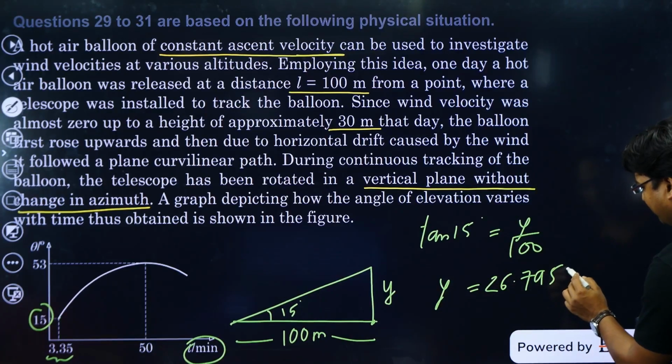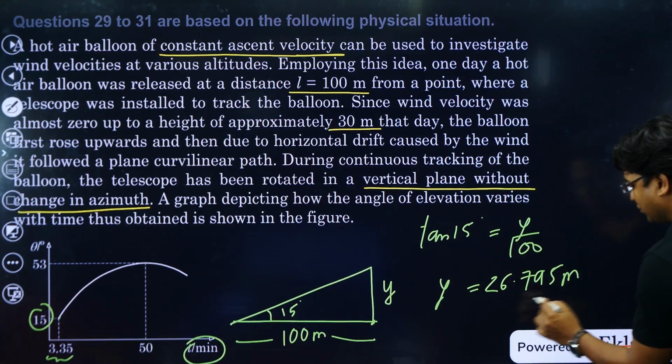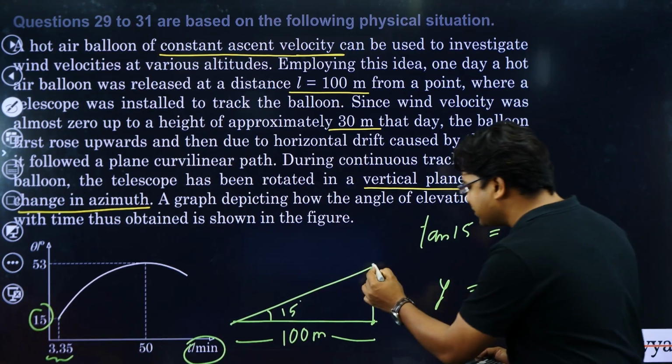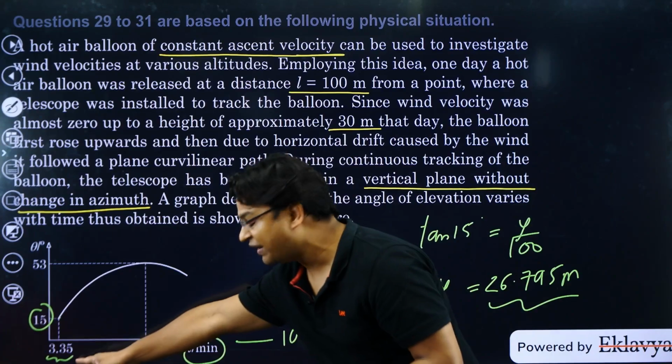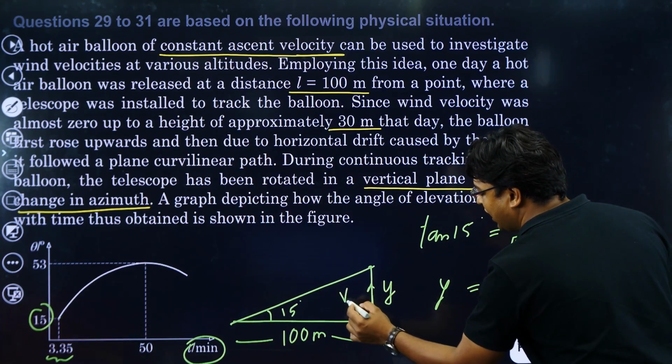26.795. Okay, and this is in meters, this is 100 meters, so y will also come in meters. So the balloon reached this height and it took 3.35 minutes to reach this. So what was the rate of climb, that is, what was the ascent velocity of the balloon?